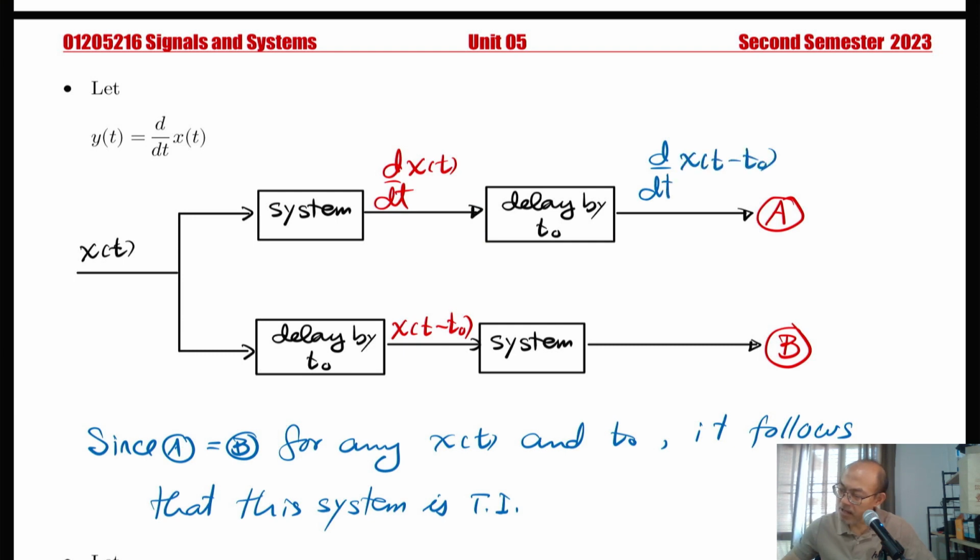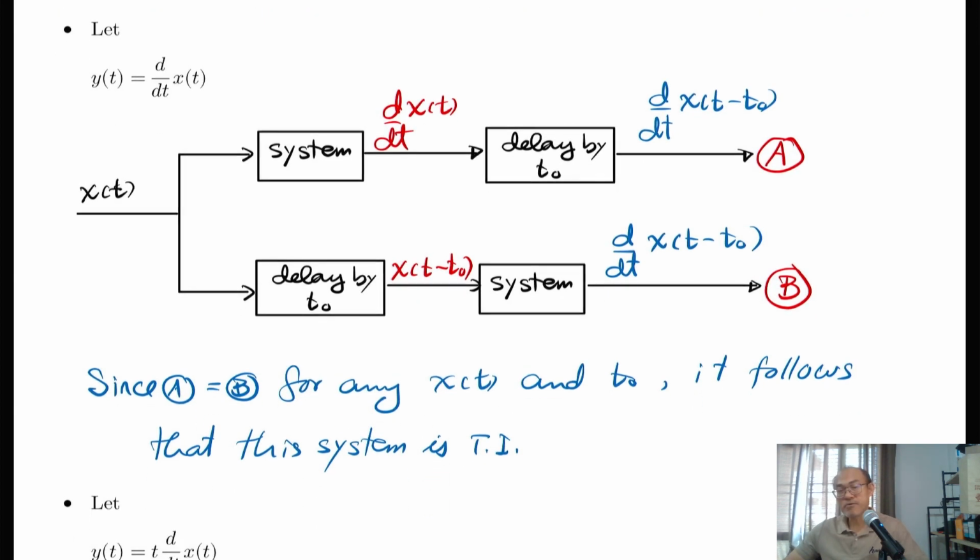As for the lower path, we have the delay first, and then we take the derivative, because what the system does is take the derivative, so it has to be d/dt of x of t minus t0. You see that a and b are the same regardless of x and t0. So the system here is time invariant again.